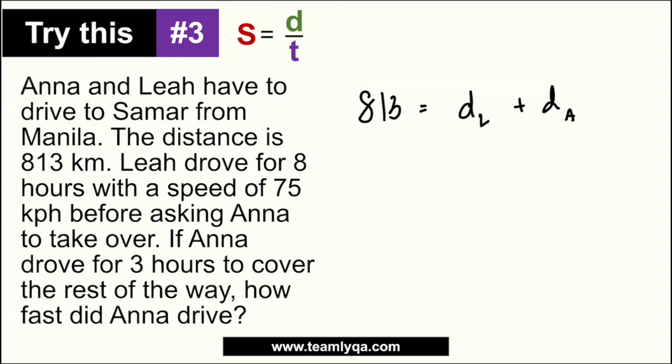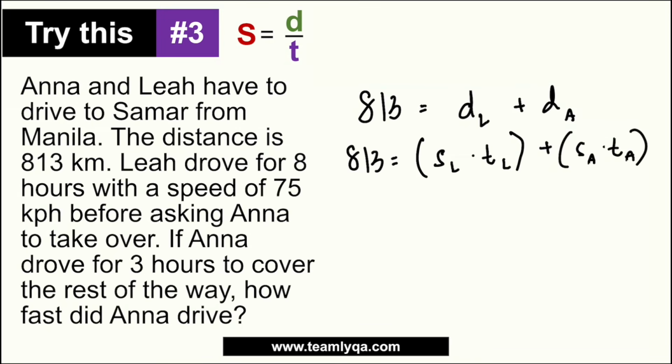So ang magiging formula nito would be 813 is equal to yung first one, distance, which is yung distance ni Leia, speed ni Leia times yung time ni Leia, plus yung speed ni Ana times yung time ni Ana. So, ganito yung magiging itsura ng formula niya. If you took up yung physics in high school, you probably already encountered something like this.